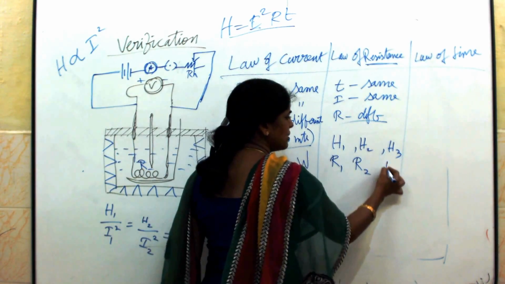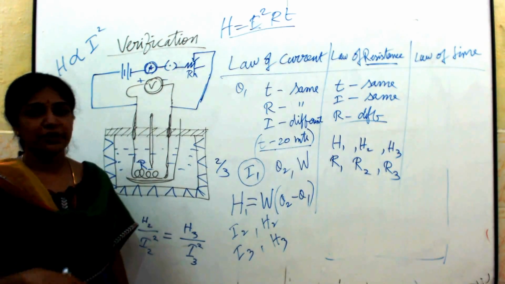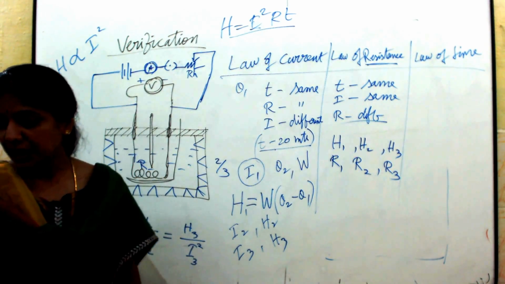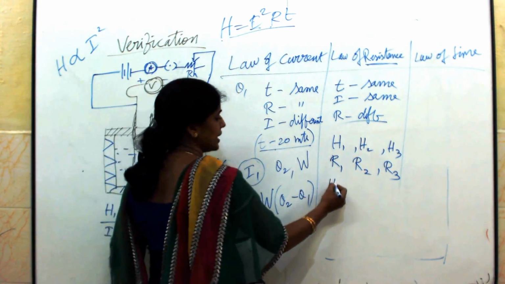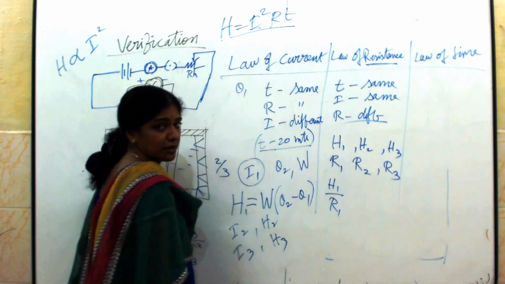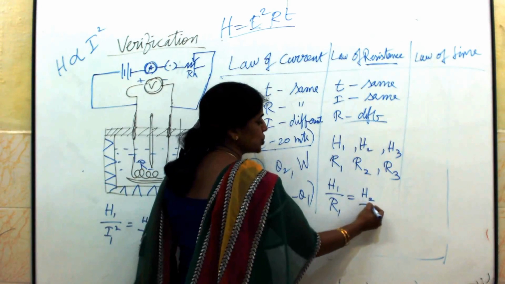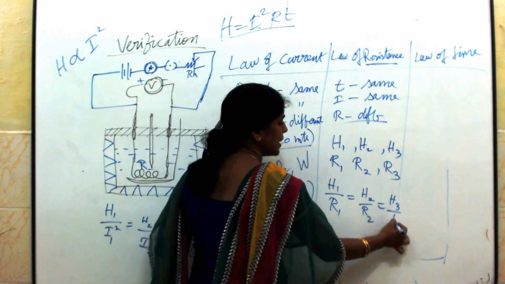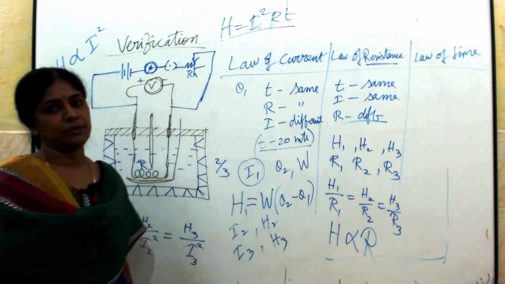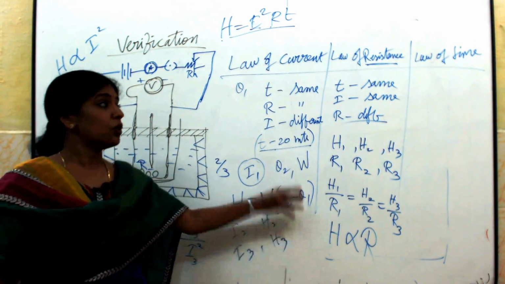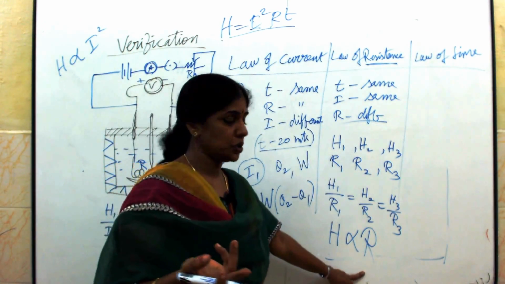So, you repeat the experiment for different resistances and you find out what is the heat produced in all the three cases. If you see the ratio between these two, it will be the same. That is H by R. Here, H is proportional to R. So, I can write H1 by R1, that is the ratio between the heat produced and the resistance, will be equal to H2 by R2, which is equal to H3 by R3. So, I can say this H is directly proportional to the resistance R. If resistance is more, the heat produced is more for a given current and time. If these two are the same, I can say this H is directly proportional to R.